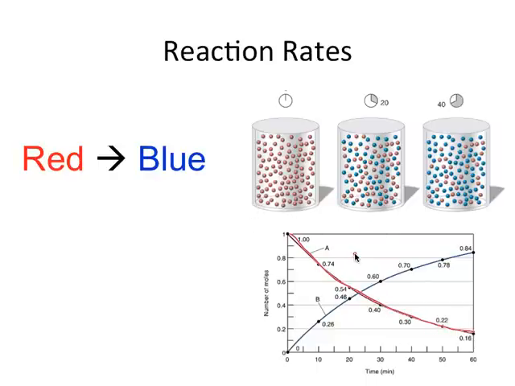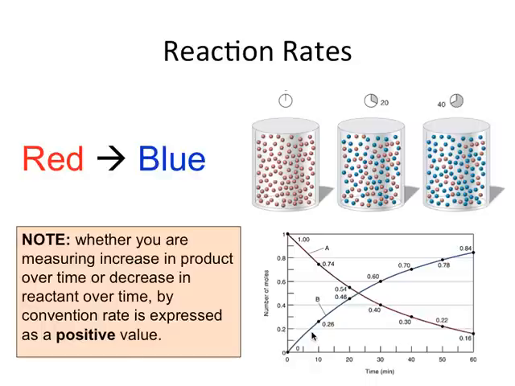The reactant decreases in concentration. You can see the product starts off at 0 because at the beginning of the reaction I don't have any product, and over time that is what is increasing. An important thing to note: whether you are looking at an increase in product or a decrease in reactant over time, the rate is always positive. It's the rate at which the reactant is decreasing or the rate at which the product is increasing, but either way it is a positive value.